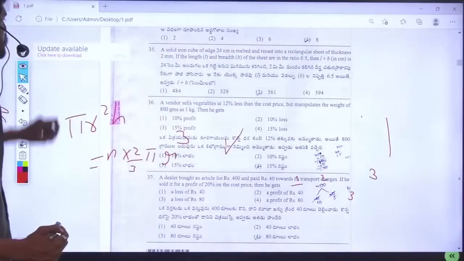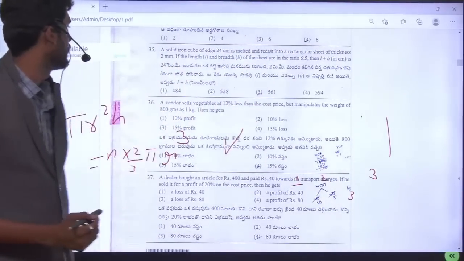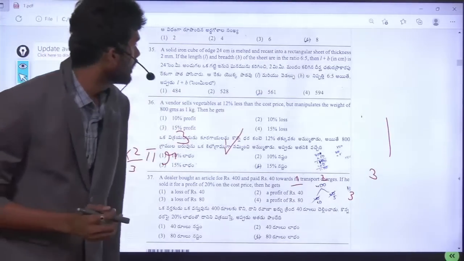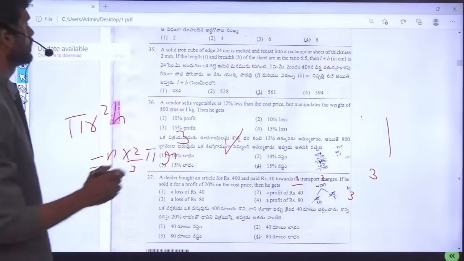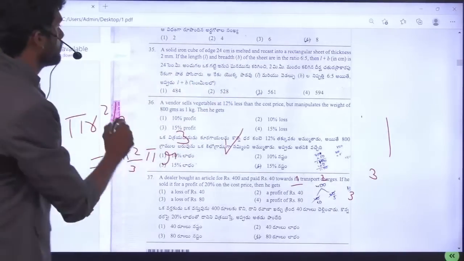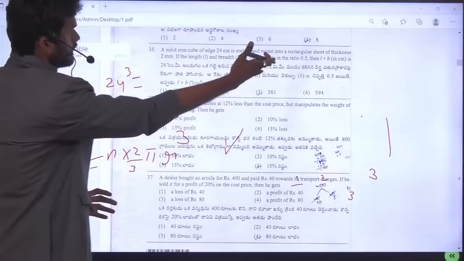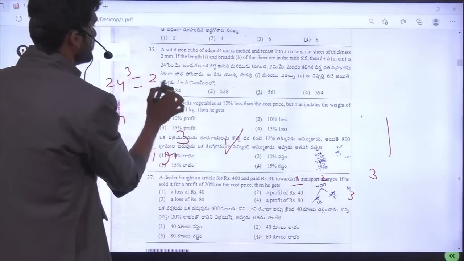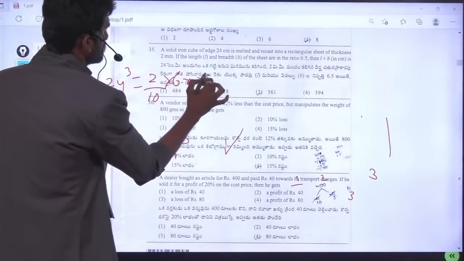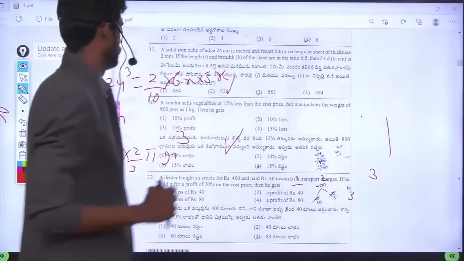35, look. A solid iron cube of edge 24 cm is melted and recast into a rectangular sheet of thickness 2 mm. If the length and breadth of the sheet are in the ratio 6:5, then L plus B is asked. When they say melted, we equate the volumes. The volume of the cube is 24 cubed, which equals the volume of the cuboid. Converting 2 mm into centimeters, we get 2/10 times 6x times 5x. Then x comes out, and from it we find 11x. The answer is 528. Option 2 is correct.